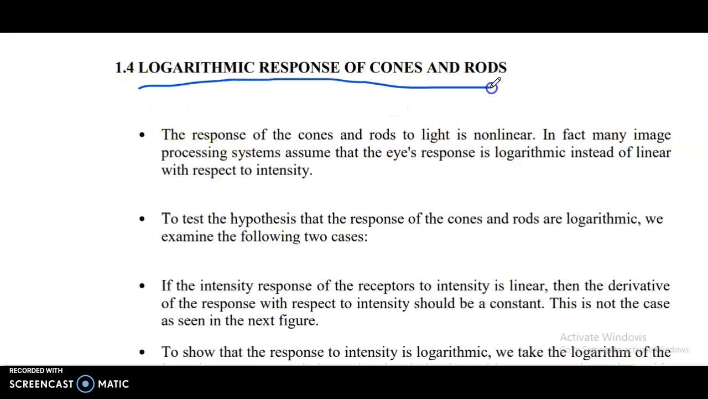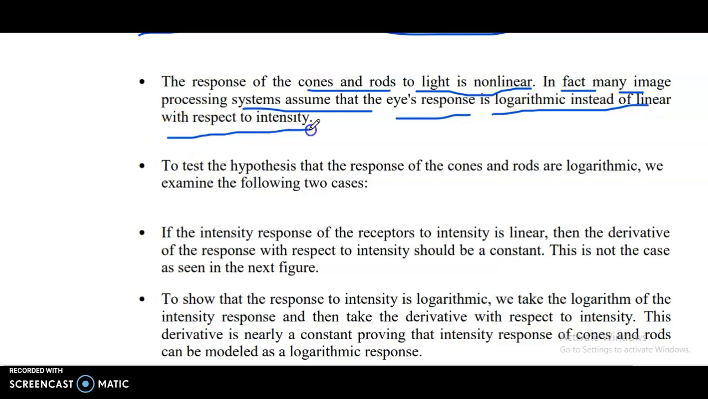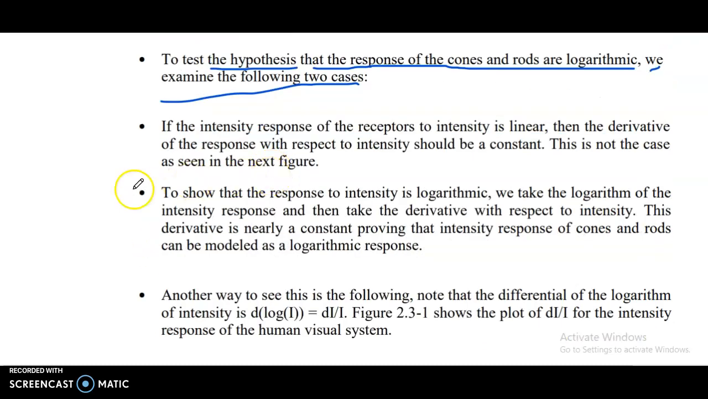Logarithmic response of cones and rods. The response of the cones and rods to light is non-linear. In fact, many image processing systems assume that the eye's response is logarithmic instead of linear with respect to intensity. To test the hypothesis that the response of the cones and rods is logarithmic, we examine the following two cases.